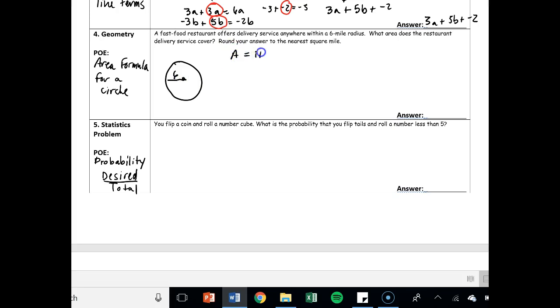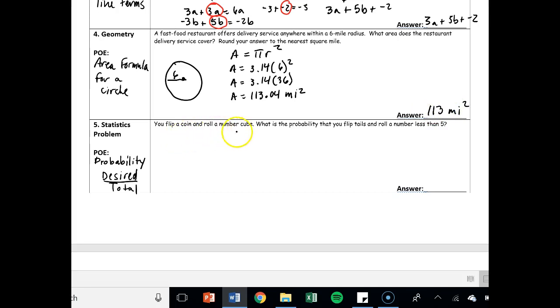Area formula is obviously A equals pi r squared. So area is equal to 3.14 times the radius of 6 squared. Area is equal to 3.14 times 36. And area is equal to 113.04 miles squared. But it said round to the nearest square mile, so that's just going to be 113 miles squared.